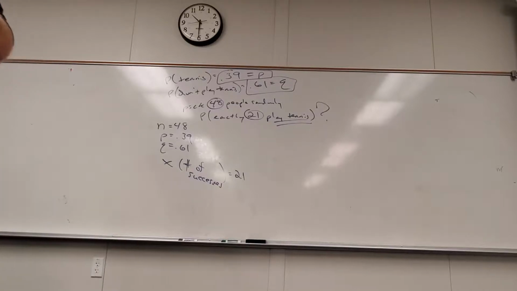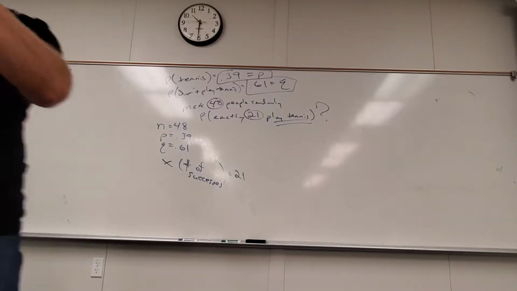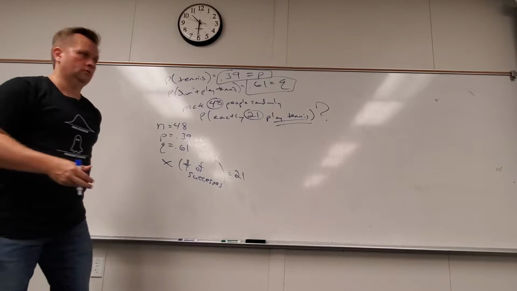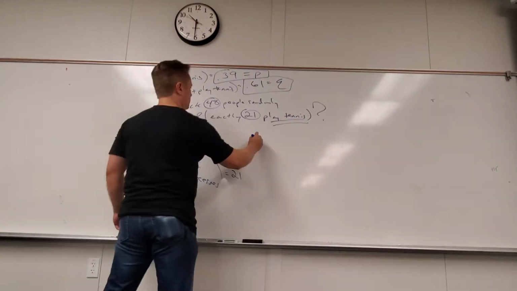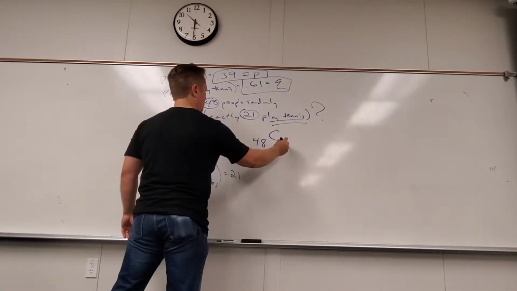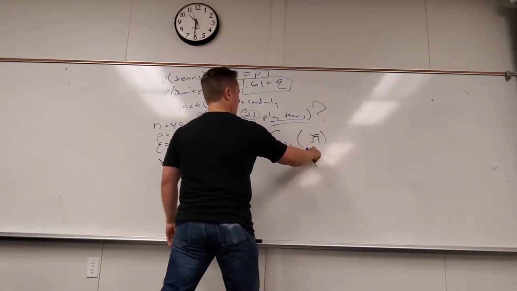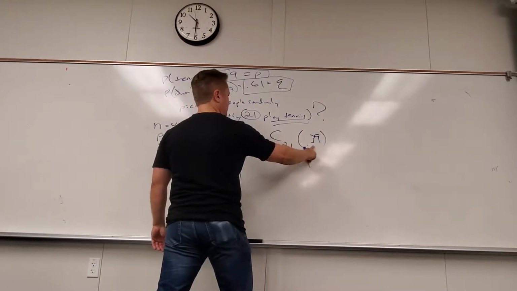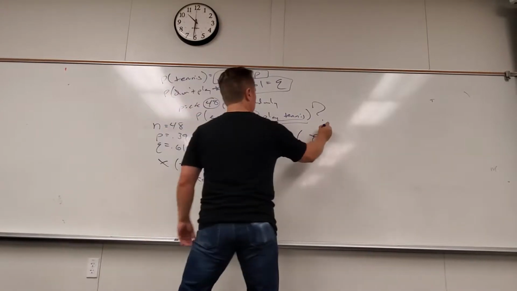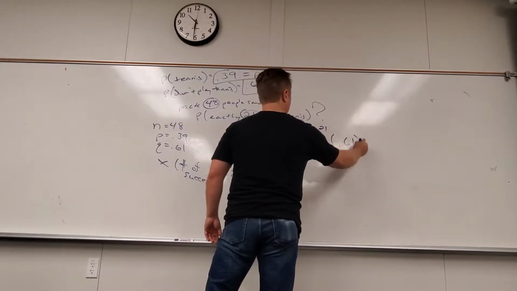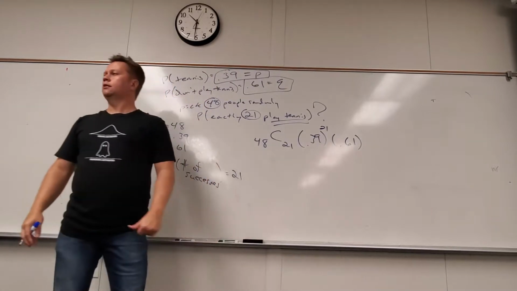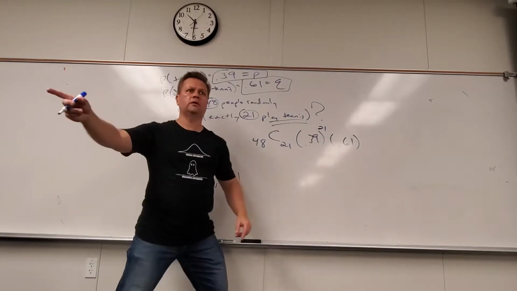Once you get over a couple things about it, how many people do I have? 48. How many of them do I want to choose to do something? 21. So how many successes do I have? 21. And how many of these do I have? 27.